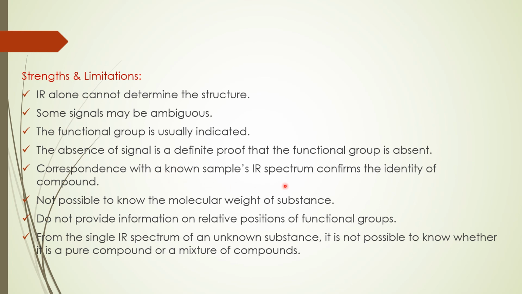Correspondence with a known sample: IR spectrum confirms the identity of a compound. It is not possible to know the molecular weight of a substance. We cannot calculate the molecular weight, but we can calculate the molecular formula to some extent. It does not provide information on relative positions of functional groups, but it gives exactly what type of functional group is present in the compound. From a single IR spectrum of an unknown substance, it is not possible to know whether it is a pure compound or a mixture of compounds. We always have to compare the pure spectrum with the spectrum of the compound mixture we have.